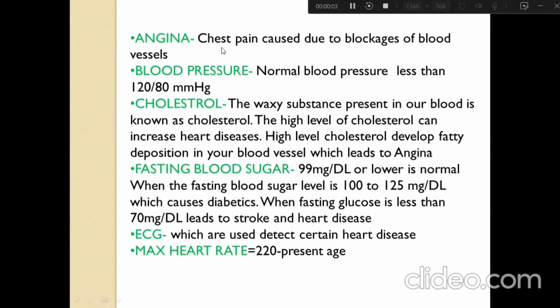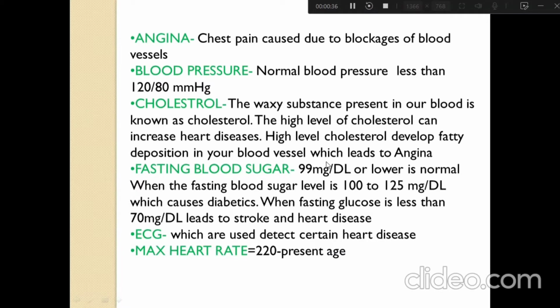Angina. Chest pain caused due to blockage of blood vessels. Blood pressure. The normal blood pressure is always less than 120/80 mm Hg. Cholesterol. The waxy substance present in our blood is known as cholesterol. The high level of cholesterol can increase heart diseases. High level of cholesterol develops fatty deposition in our blood vessels which leads to angina.